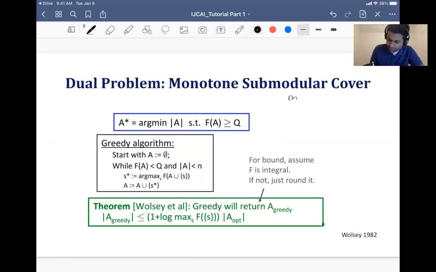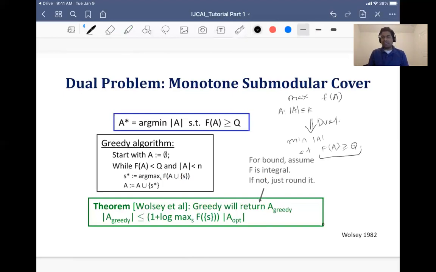So if you recall, my optimization problem was to maximize f of A such that size of A is less than K. In some sense, you can come up with a dual version, which is to minimize size of A such that f of A is greater than Q. This problem is called a submodular set cover, or submodular cover. All I've done here is say that my function should at least be a certain value. It turns out that this also is actually very natural.